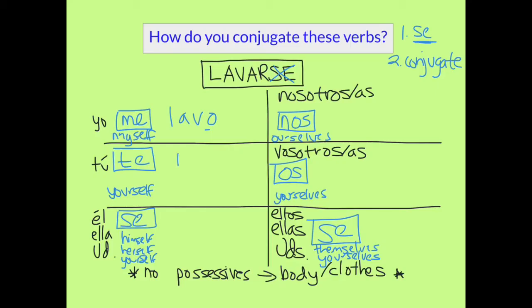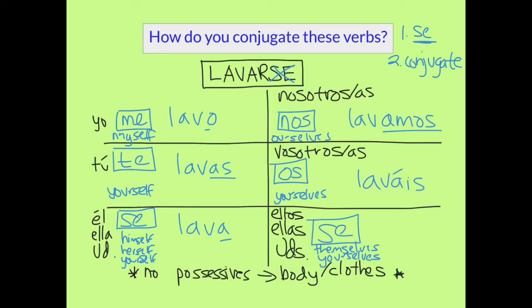Lavo, lavas, lava, lavamos, laváis, and lavan. So the verb gets its normal endings that you would see in the present tense. It's just now got this little conjugation, or not conjugation, pronoun in front of itself.